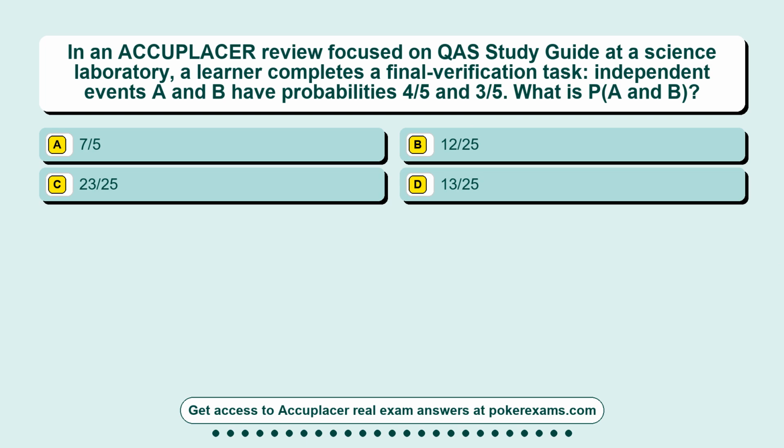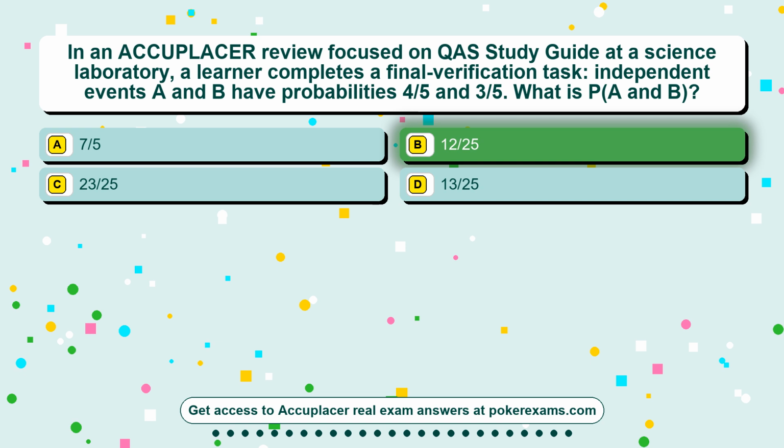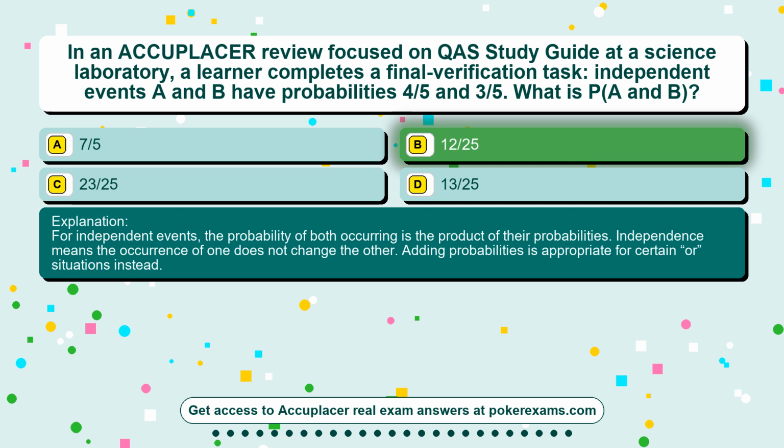Question 10. In an ACCUPLACER review focused on QAS study guide at a science laboratory, a learner completes a final-minus verification task. Independent events A and B have probabilities 4/5 and 3/5. What is P(A and B)? Option A 7/5, option B 12/25, option C 23/25, option D 13/25. The correct answer is option B, 12/25. For independent events, the probability of both occurring is the product of their probabilities. Independence means the occurrence of one does not change the other. Adding probabilities is appropriate for certain "or" situations instead.